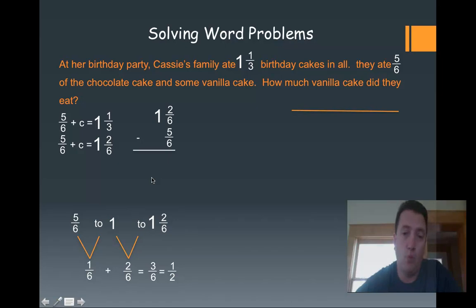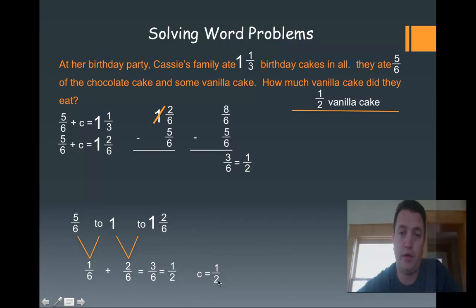Okay, so I've got 1 2/6 minus 5/6. 2/6 cannot do it, so I'm going to have to borrow from the 1. I'm going to make that into 8/6 because 2/6 plus 6/6 is 8/6. I'm going to subtract the original 5/6, which gives me 3/6 or 1/2. So in either case, I've come up with C equals 1/2. So I came up with they ate half the vanilla cake.